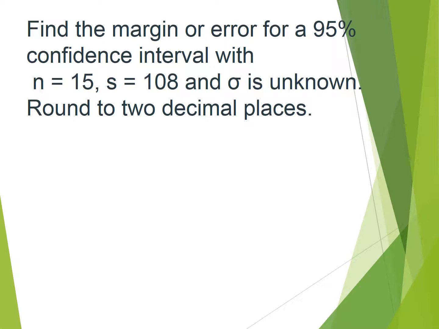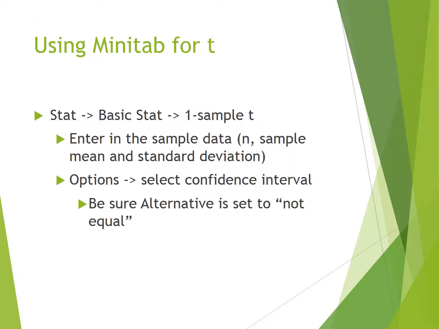put in n is 15, or if they ask for degrees of freedom, it's 14. Again, remember, if 95% is in the middle, then 5% is left over, which is 2.5% on either side. 2.5% written as a decimal is 0.025. You put that in and you'll get a critical value. When you put that critical value into the formula, using 108 divided by square root of 15, you should get 59.81.